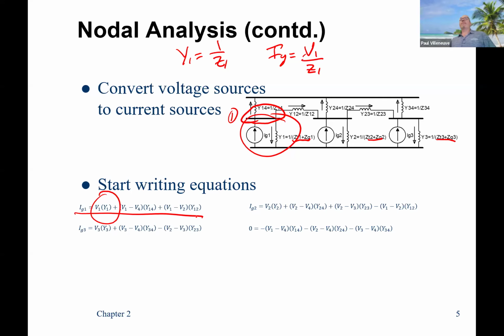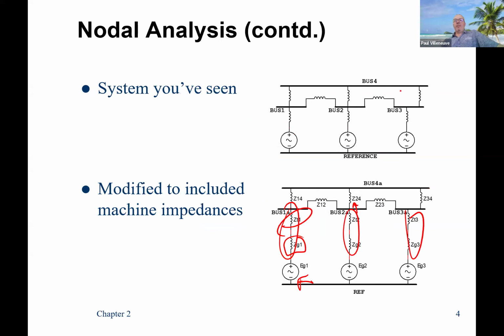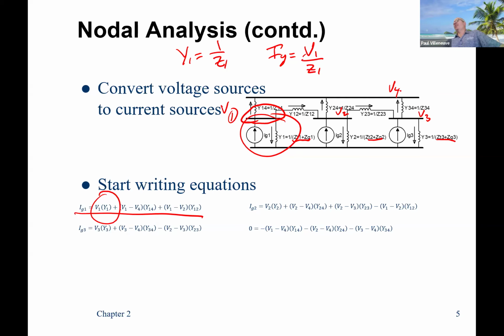What do you get, V1 and V2? This is node V1 or bus V1. This is V2. This is V3, and this is V4. Those are our 4 bus or node voltages. We assigned those previously, bus 1, 2, 3, 4. I didn't write bus 1, 2, 3, 4 on here because the figure was getting a little bit busy.